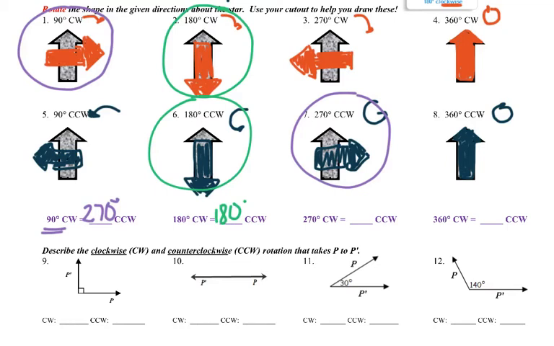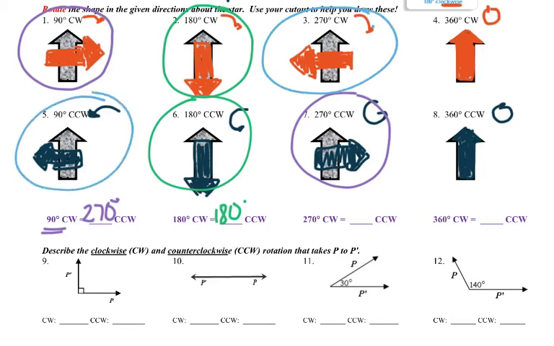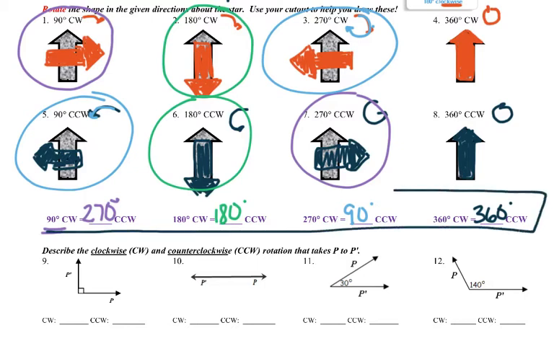270 degrees clockwise matches with 90 degrees counterclockwise. Or I like to say 45 minutes past the hour is the same as quarter till. And that leaves us with the 360, which of course matches 360 clockwise, 360 counterclockwise. When you go all the way around, it doesn't matter which way you go. So these rules are always true.